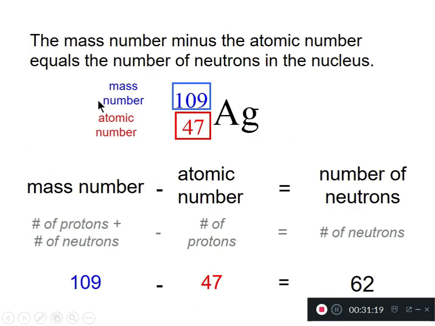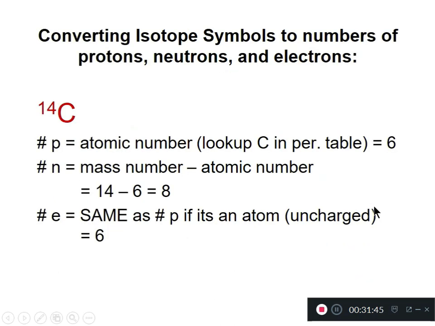Here is an example. If I gave you the isotope and I asked you how many neutrons were in the nucleus, remember, since the mass number is the number of neutrons and protons, and the atomic number is the number of protons, if I subtract the atomic number from the mass number, that will tell me my number of neutrons. So I take the top number minus the bottom number to tell me my number of neutrons. Or if I gave you an isotope symbol and I said, tell me how many protons, neutrons, and electrons there are, I can also figure that out.